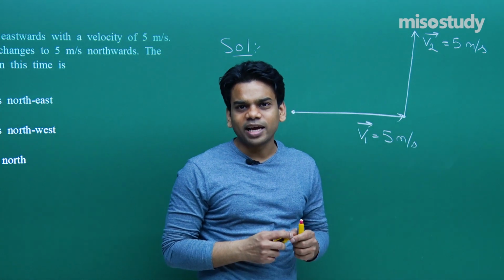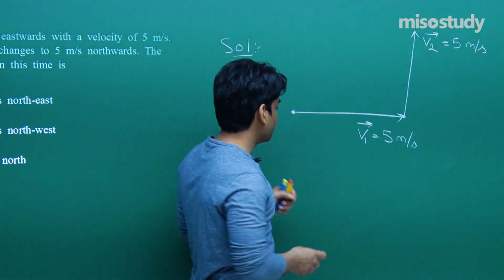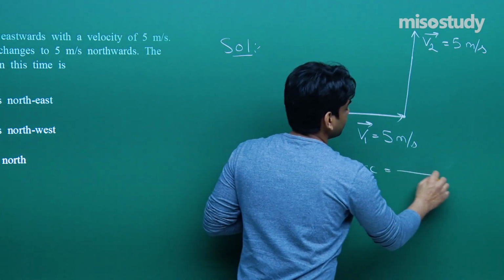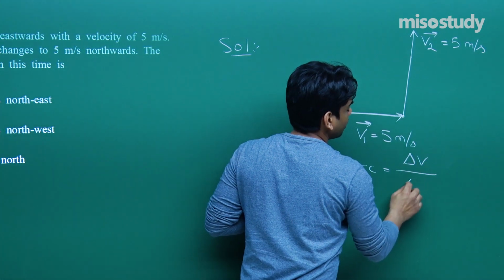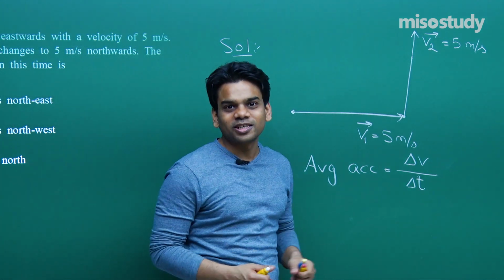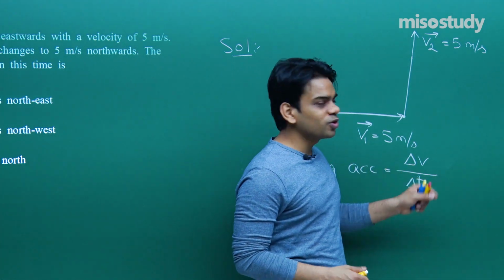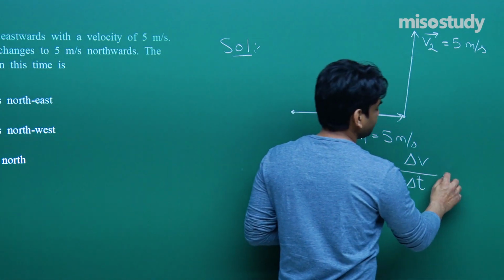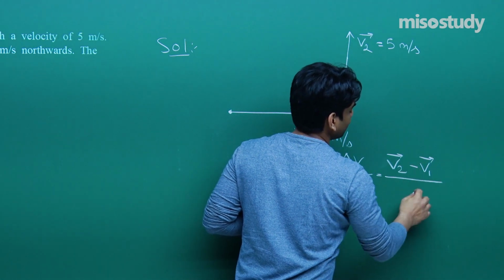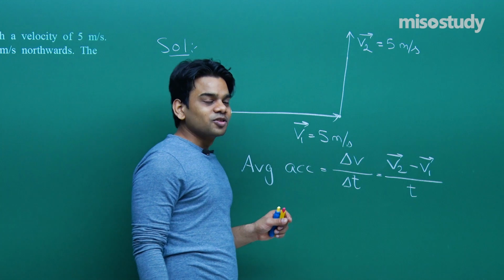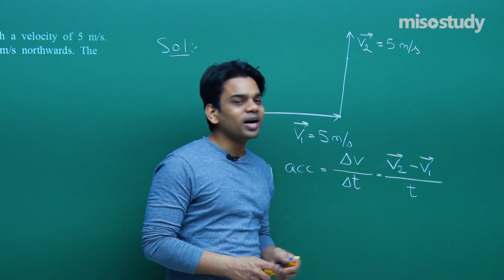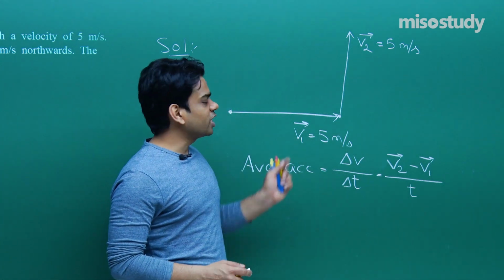We know that average acceleration is change in velocity upon time. So let me write down. Average acceleration is change in velocity, so delta V upon delta T. Now with these two vector quantities, velocity being a vector quantity, how can you find out the change? Change will be simply V2 minus V1. So let me write down V2 minus V1 divided by the time taken. That means we have to take the subtraction of these two vectors, and divide it by the time taken. Now you see, V2 minus V1.